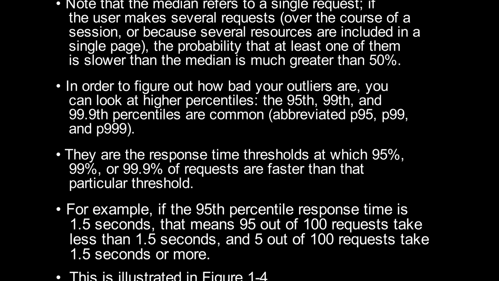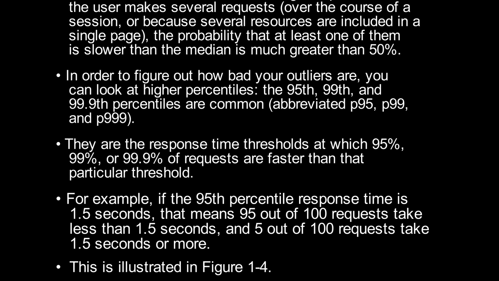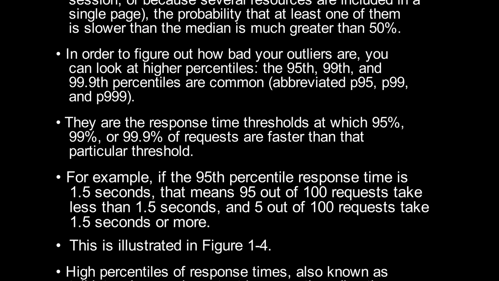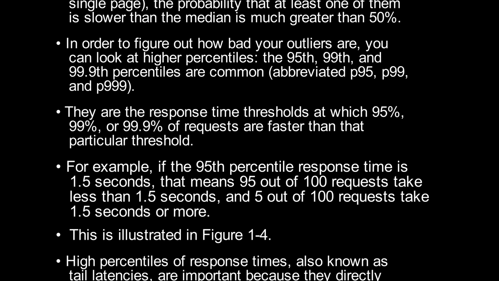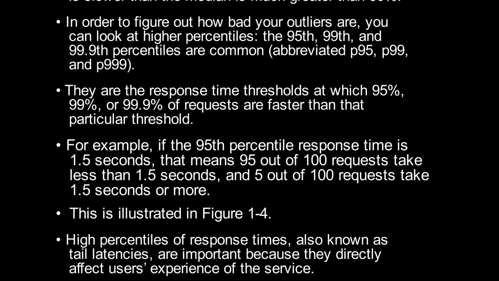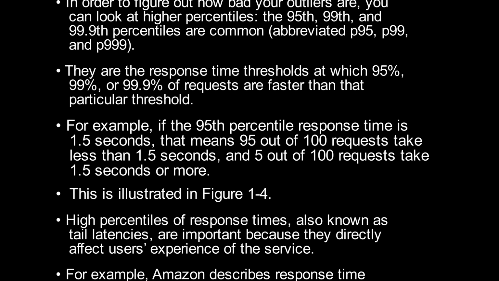For example, if the 95th percentile response time is 1.5 seconds, that means 95 out of 100 requests take less than 1.5 seconds, and 5 out of 100 requests take 1.5 seconds or more. This is illustrated in Figure 1-4.